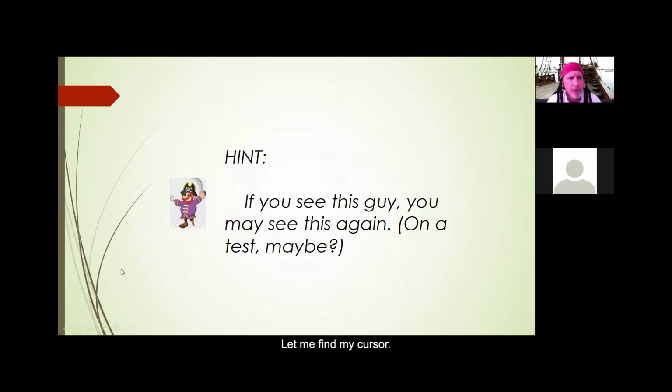Let me find my cursor. There he is. Pointer option. Boink. If you see this little fella on the slide, you may be seeing that information again.